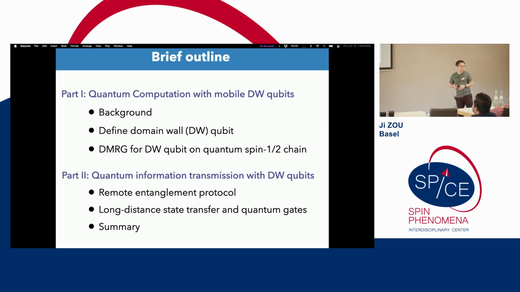My talk will be divided into two parts. In the first part, I will show you how to use a domain wall as a conventional qubit for quantum computing. In the second part, I will show you how to use a domain wall as a flying qubit to communicate between distant points on a solid state platform.